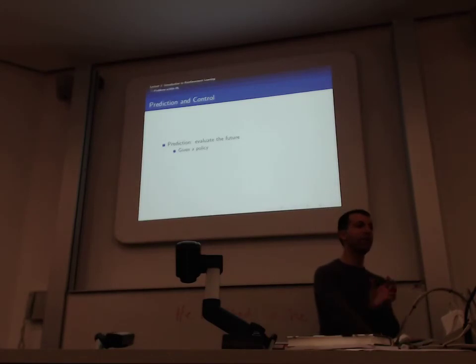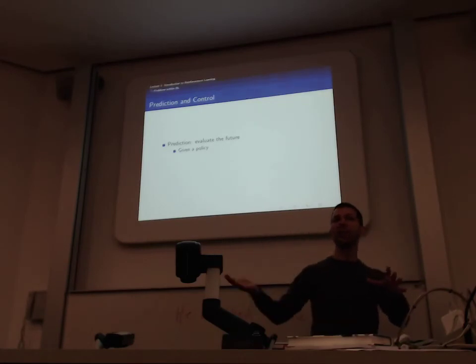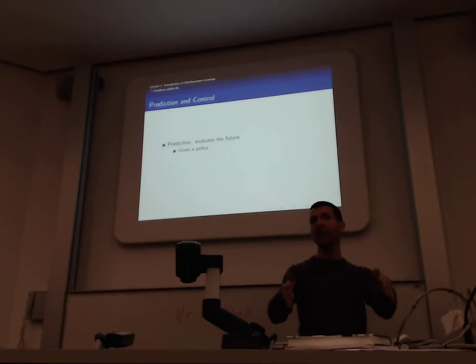A lot of reinforcement learning focuses on just prediction, figuring out if you're going to behave in a particular way, how much reward will you get? And if you know that, then maybe you can improve your way to behave, because you can evaluate each of those different ways to behave.